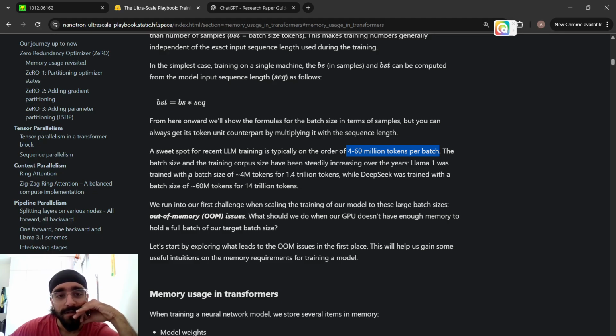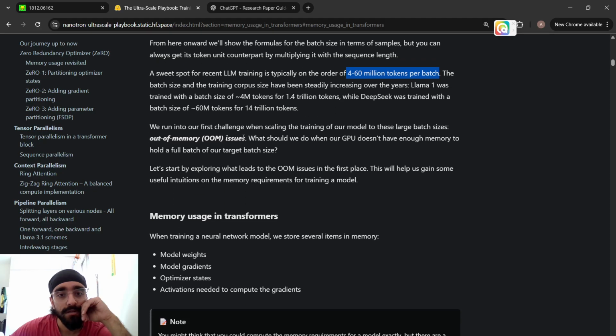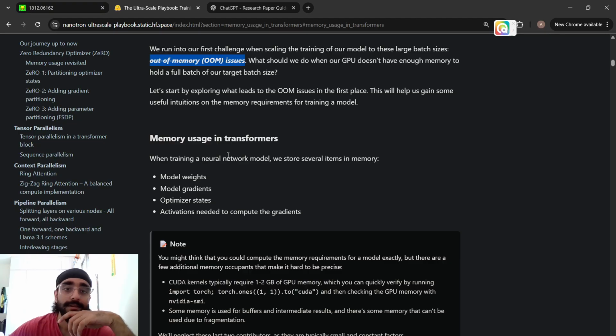Okay. The batch size and the training corpus have been steadily increasing. Trained on tokens. Okay. We run into our first challenges when scaling the training to these large batch sizes: out of memory issues. The GPU doesn't have enough memory to hold a full batch. Yeah. This is a very, very important issue. Very, very frequently occurring issue. We need to handle this properly.